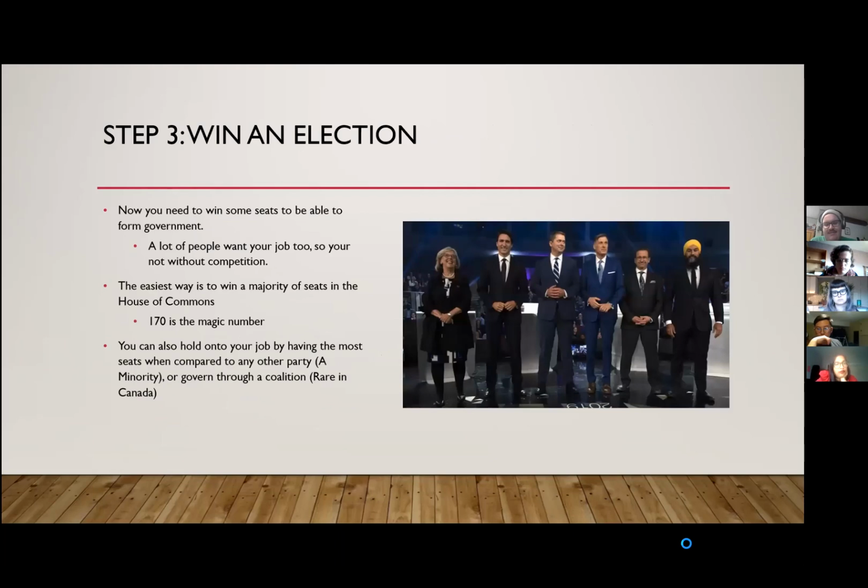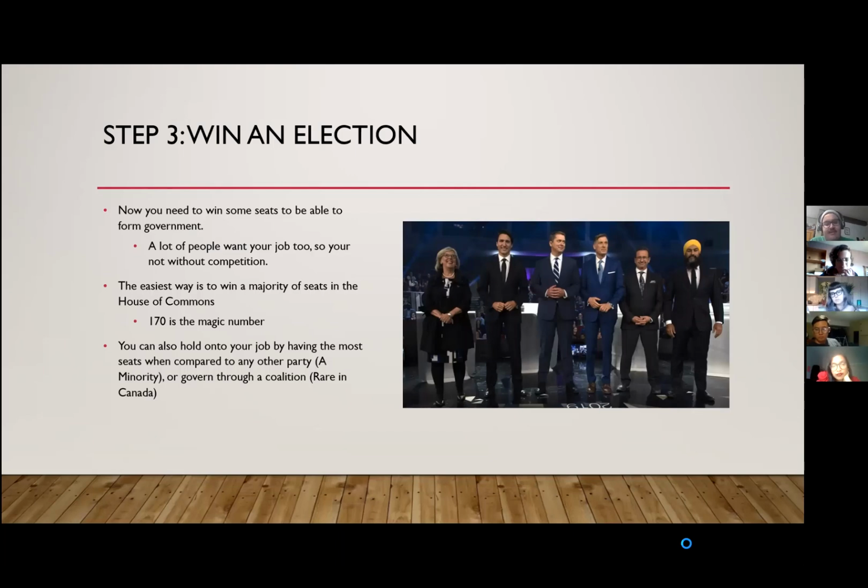The third and most complicated one is you need to win an election. Just holding a seat and being the leader of a party doesn't necessarily guarantee that you will be prime minister. A lot of people also usually want your job during the election cycle. Currently in the House of Commons, 170 is the magic number if you want to hold a majority government. But you can also be a prime minister with a minority government, which usually means you hold the most seats in the House of Commons, but not a majority of the seats. That's the current situation we are in right now in Canada.